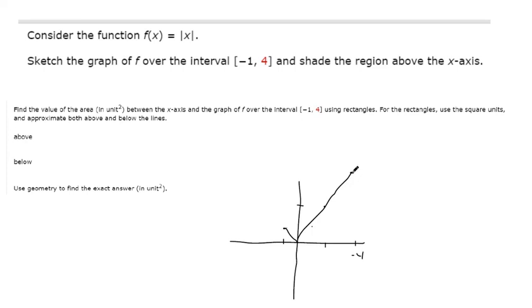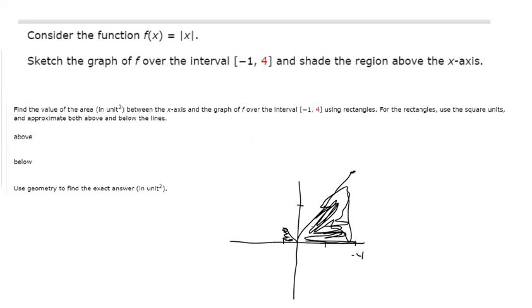They want us to shade the region above the x-axis, which means they want us to shade between this curve and the x-axis like this. So that's a sketch of the graph. It makes two triangles. And they want us to find the area between the x-axis and the graph using rectangles. The rectangles use square units, approximate both above and below.